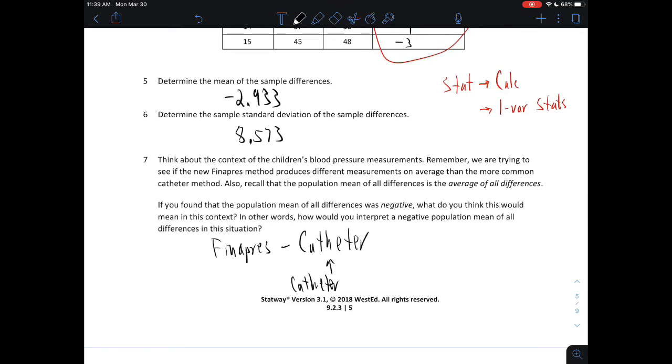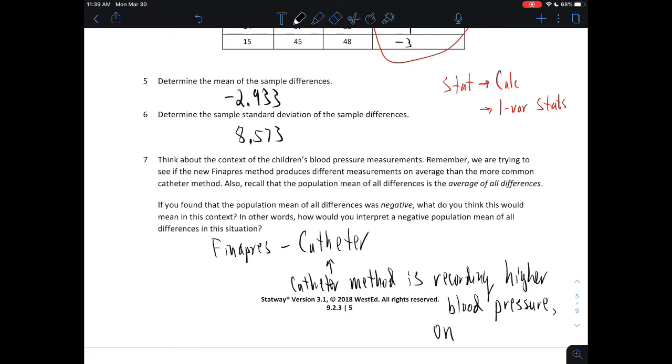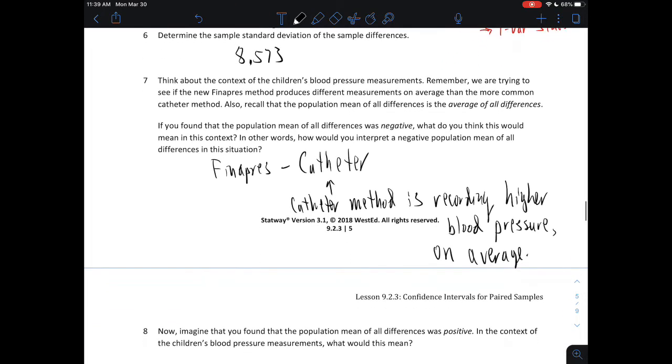So the catheter method is recording higher blood pressure. And since we're talking about an average, it is recording these higher blood pressures on average. You could also say the Finipress method is recording lower blood pressure readings on average.